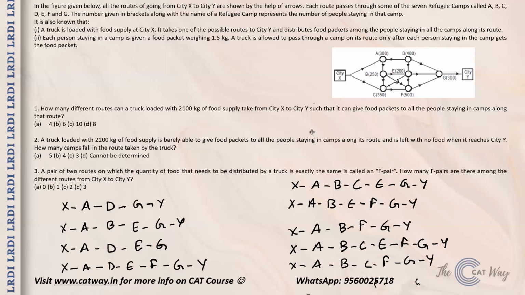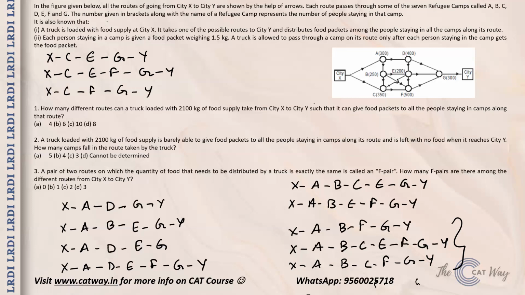Now let's write down the cases when we go to C. So from X we directly go to C. So the possibilities are, one we have seen over here only. Take it from X to C. So E, then G and Y, and the other possibility after E is you go to F and then you go to G and Y. Whereas the other possibility is from XCF to G and Y. So these are the 12 possible routes that we get.